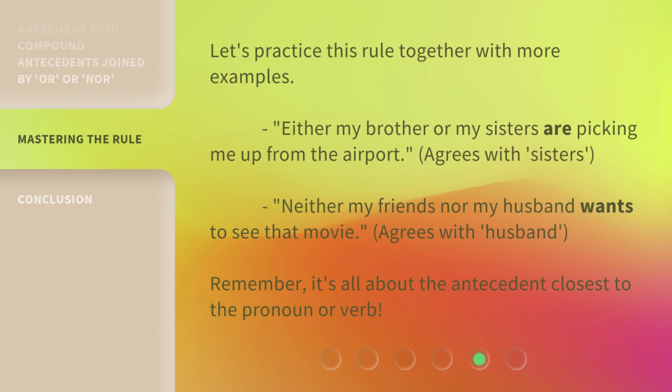Let's practice this rule together with more examples. Either my brother or my sisters are picking me up from the airport. Agrees with sisters. Neither my friends nor my husband wants to see that movie. Agrees with husband. Remember, it's all about the antecedent closest to the pronoun or verb.